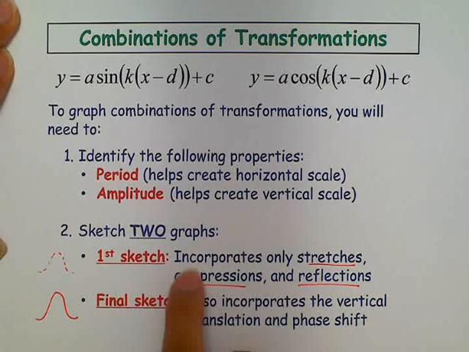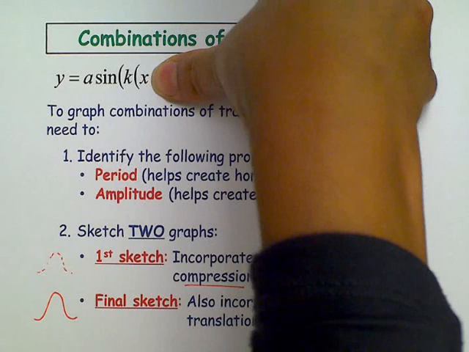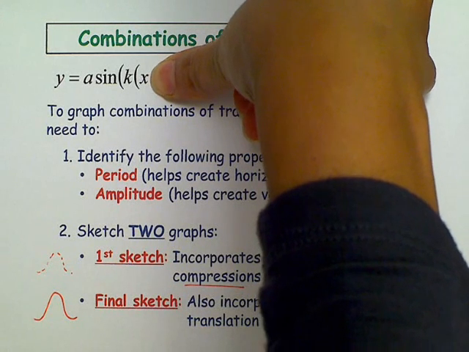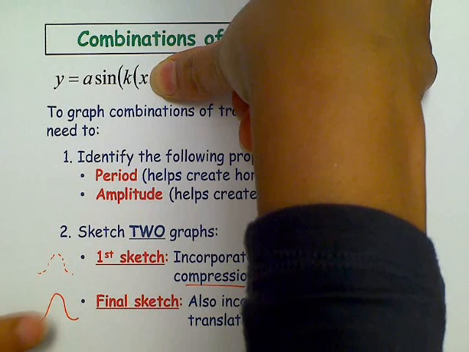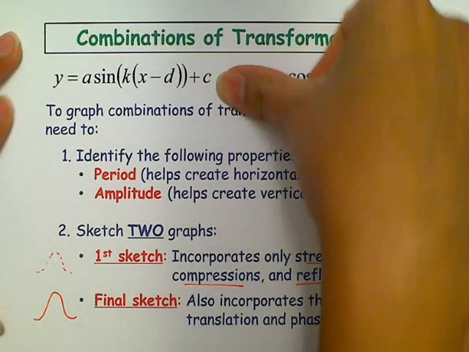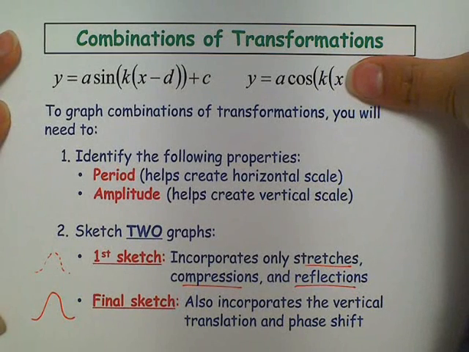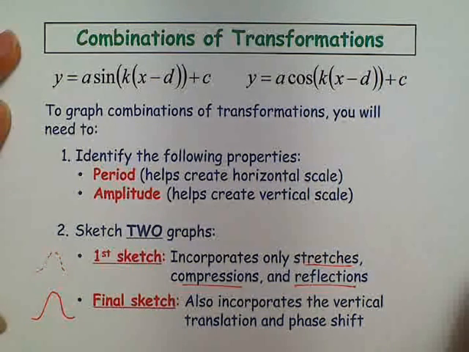Okay, so what's going to end up happening is when you make your first sketch, this is actually going to be the graph of y equals a sine kx. It's going to incorporate stretches, reflections, and that's pretty much it, horizontal and vertical. Then the second solid graph that you make will incorporate the phase shift and the vertical shift as well. Okay, same thing if you're looking at cosine, you're going to incorporate all those transformations first, and then you're going to incorporate the phase shift and the vertical shift afterwards.